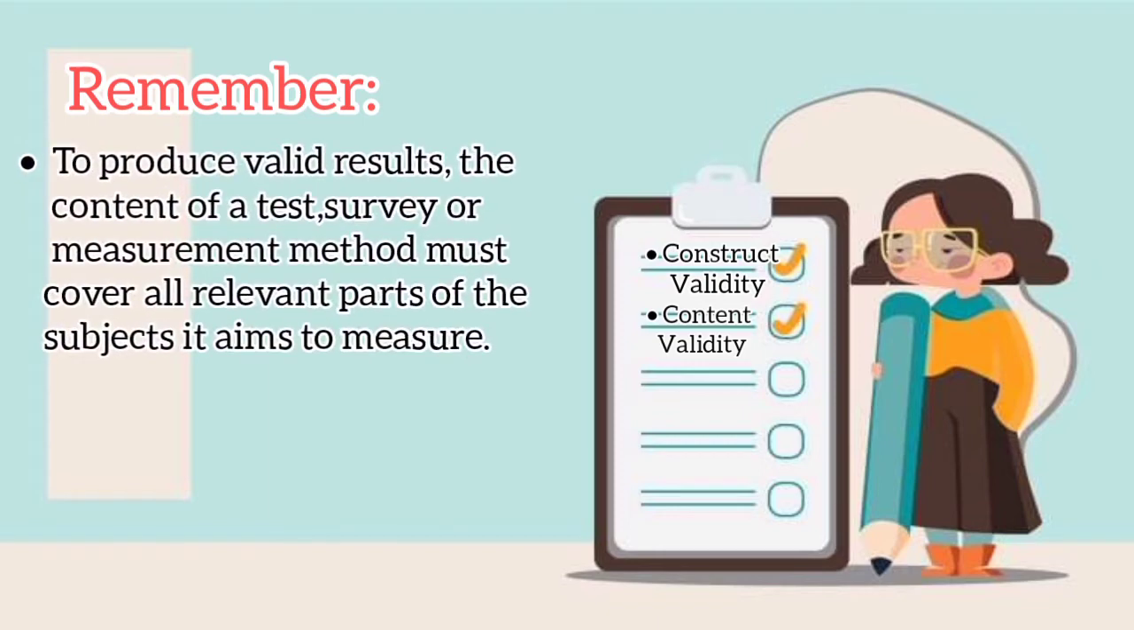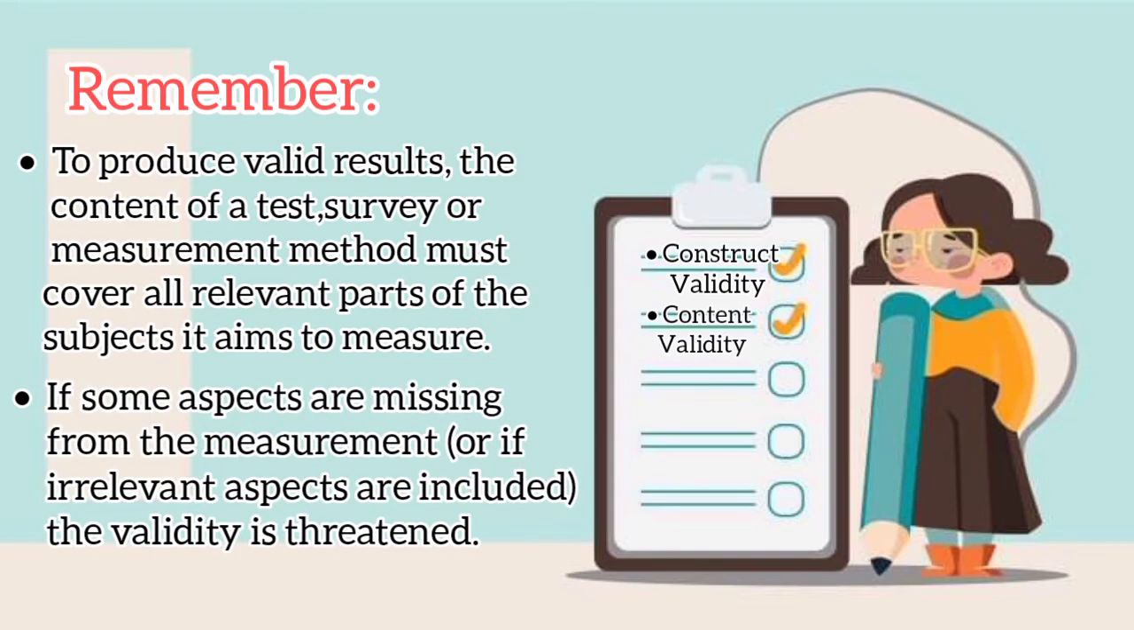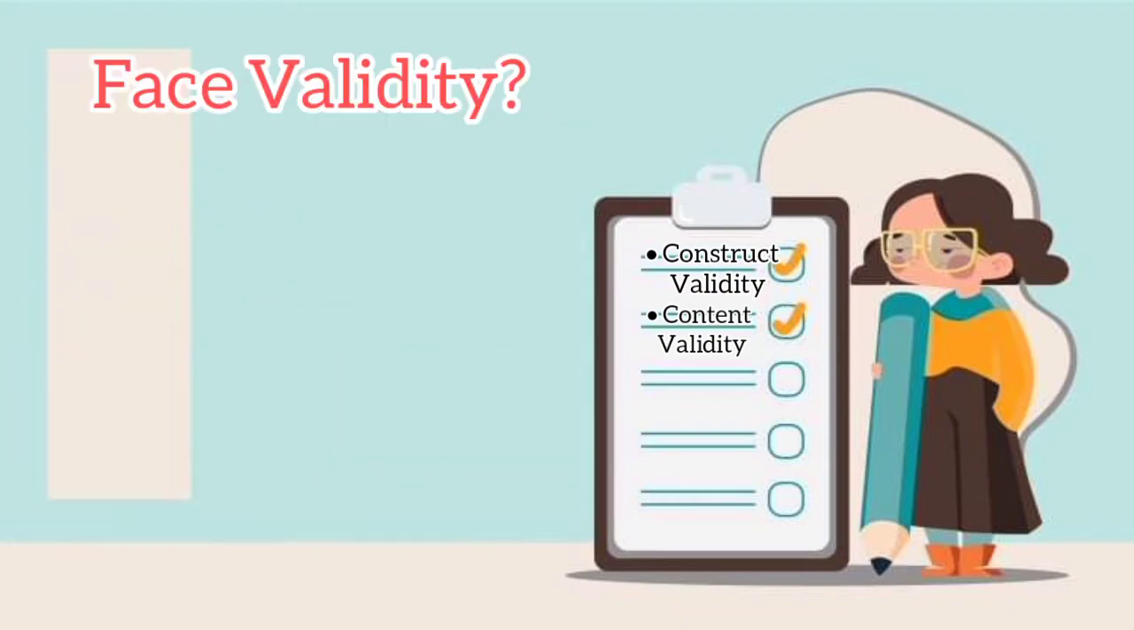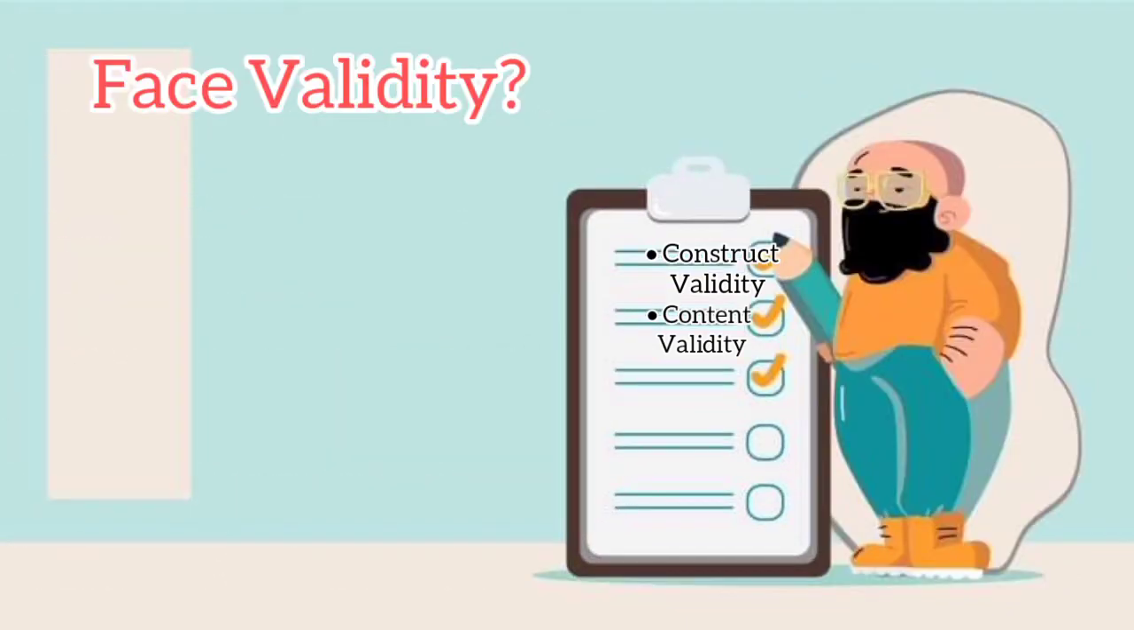Remember this, to produce valid results, the content of a test, survey, or measurement method must cover all the relevant parts of the subject it aims to measure. If some aspects are missing from the measurement or if irrelevant aspects are included, the validity is threatened. The third one is the face validity.